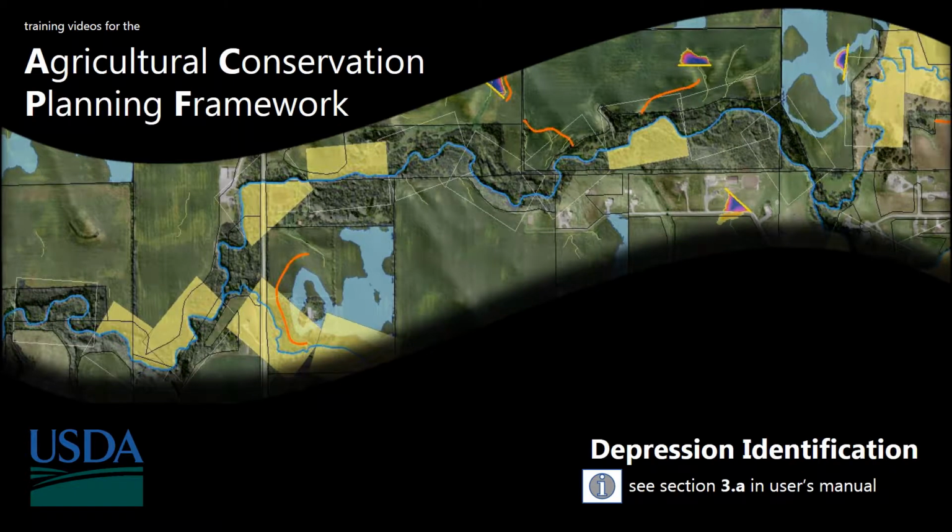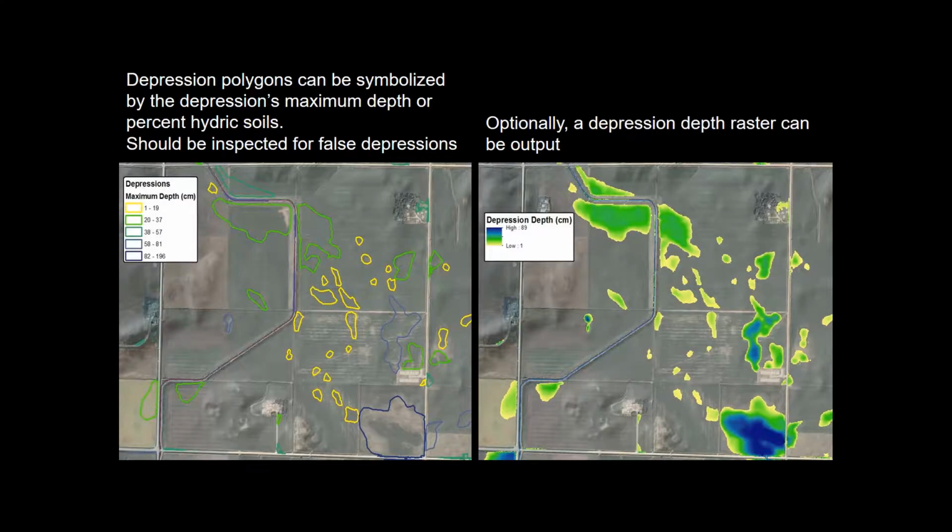In this lecture, we're going to go over the Depression Identification Tool. This tool identifies depressions within a watershed by subtracting the original DEM from a filled DEM. This gives us a polygon output and a raster output.